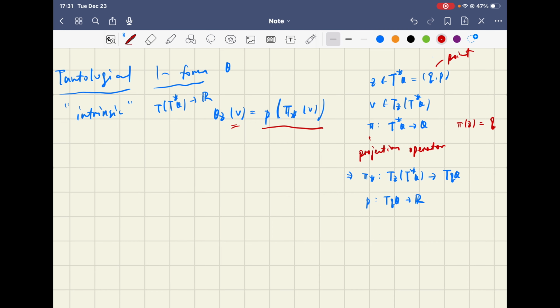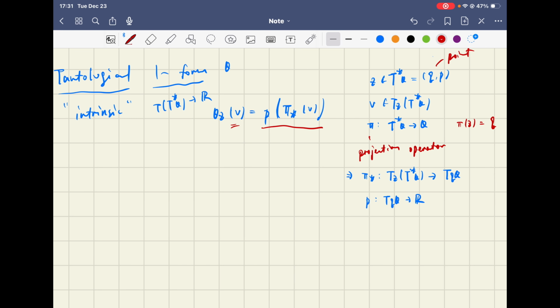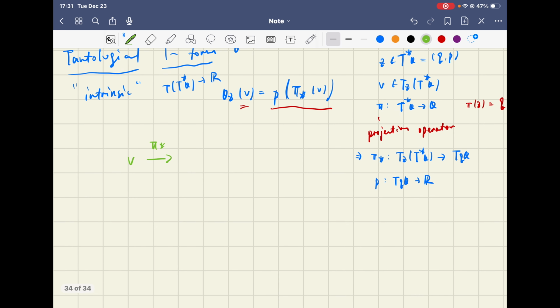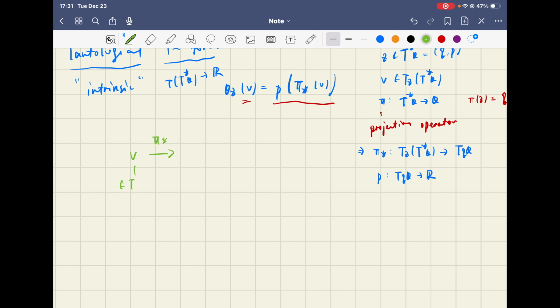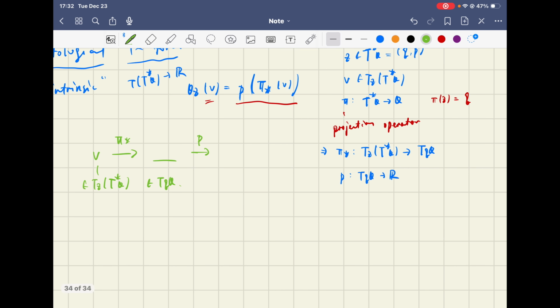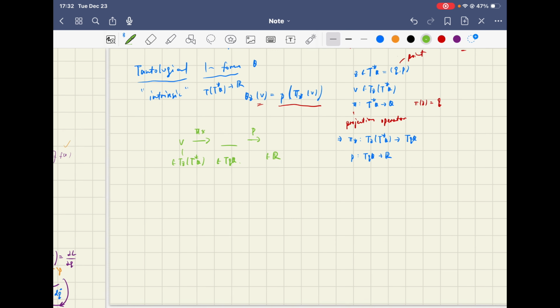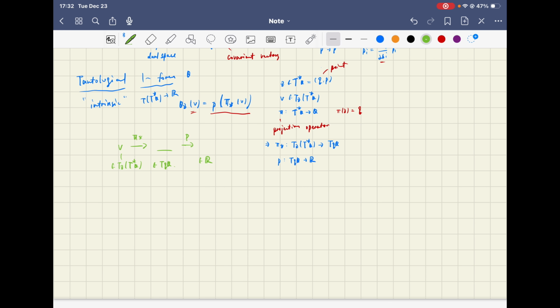Okay, let's quickly review what this definition essentially means. First, we find a tangent vector V, and then through the natural projection operation, the differential pi star, we go from V, which is something on a tangent space, it belongs to TZ T star q, and after we apply pi star to it, we get something that belongs to TqQ, and eventually through the operation of the momentum P, we get something that belongs to the set of real numbers. And that's it. That's how the tautological one form is defined.